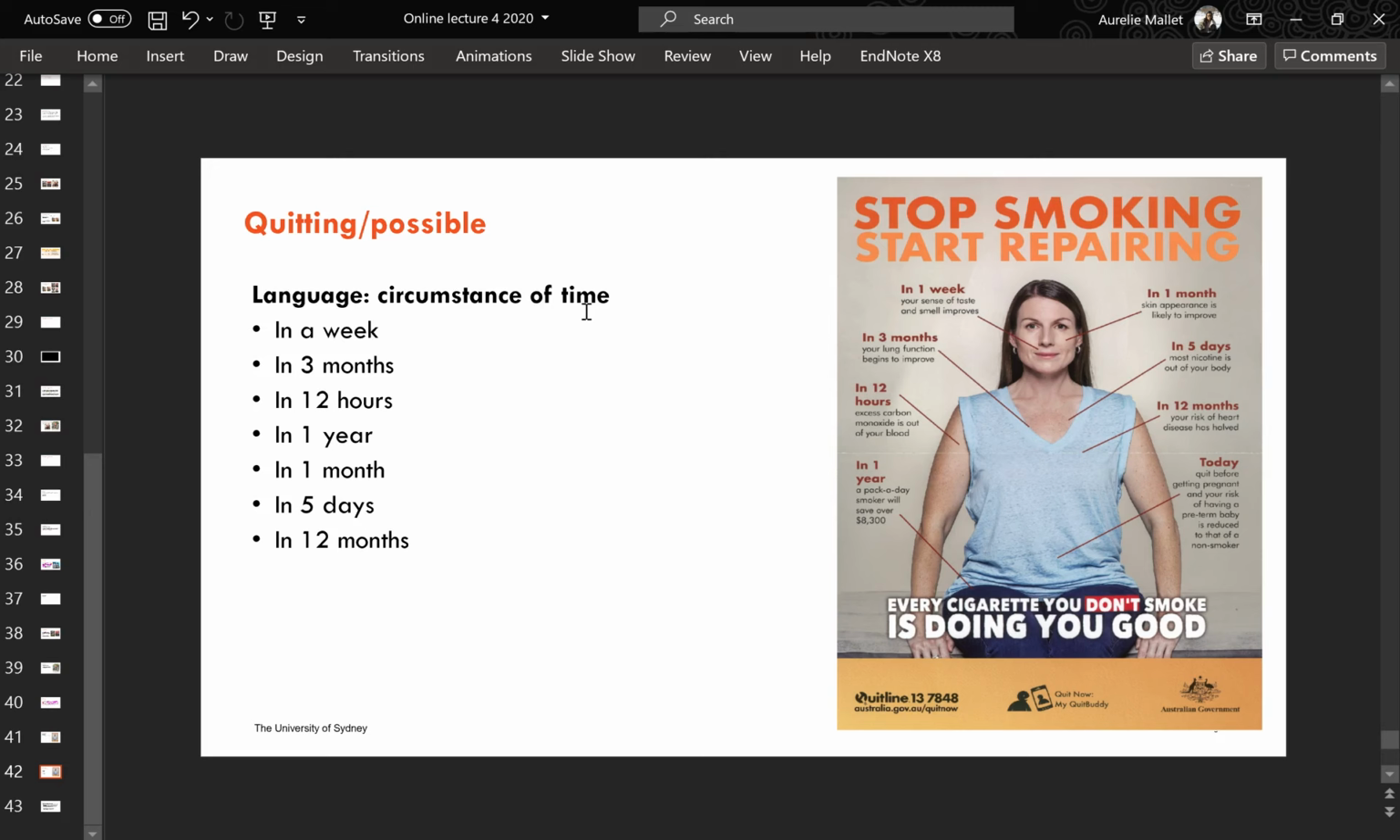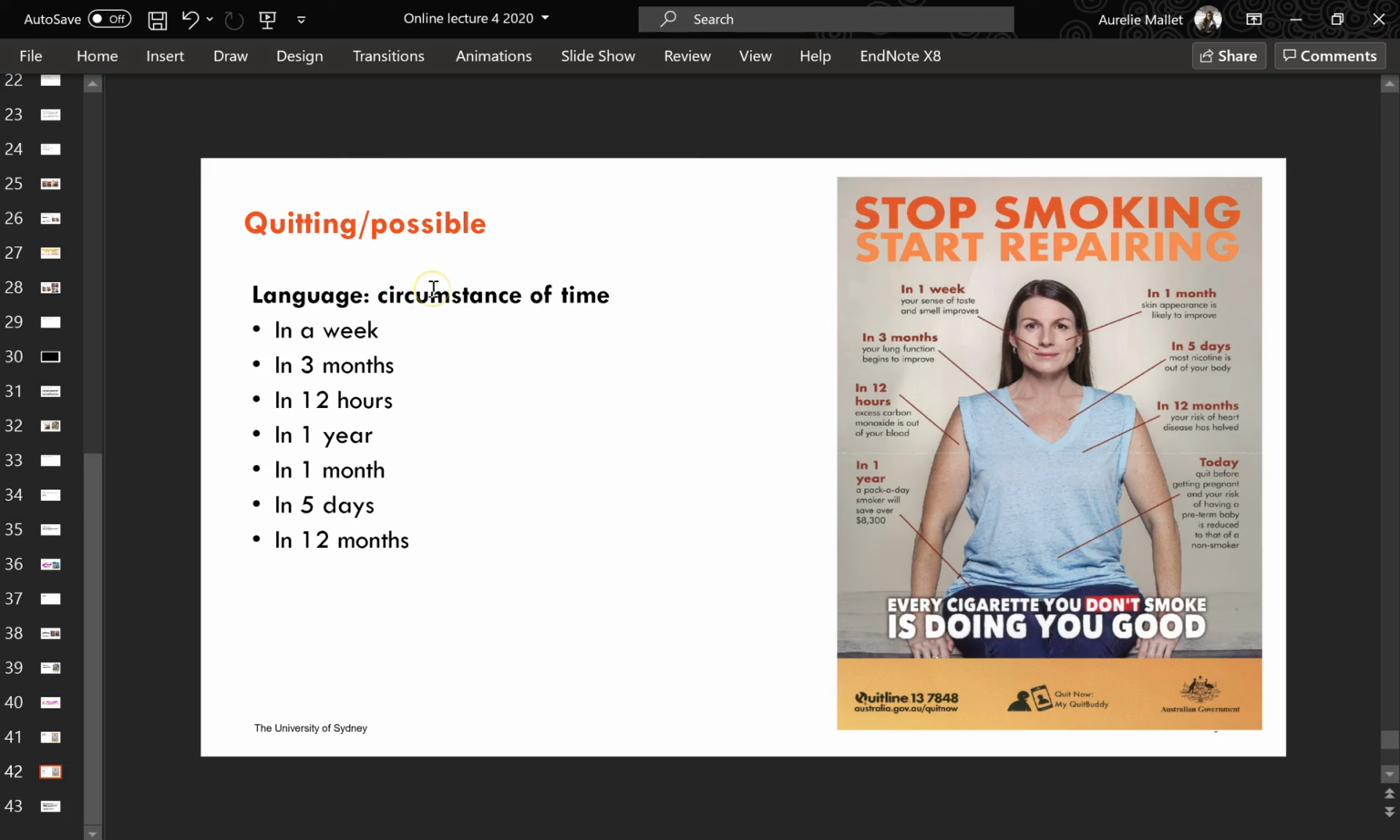Circumstances of time include things like adverbs of time, so in a week, in 3 months, in 12 hours, in a year, in 1 month, in 5 days, in 12 months. These are all talking about things in the future. These haven't happened yet, so this is possible. So in 1 week, this can happen. In 3 months, this can happen. In 12 hours, this can happen. So circumstances of time here also focus on what is possible.